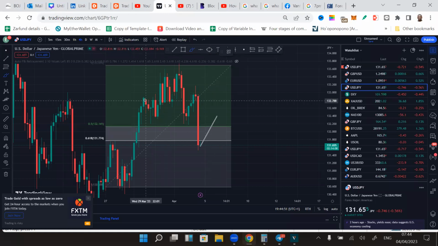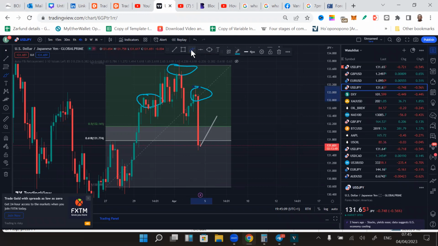So look at this. This is a shoulder. Just imagine the way your head and shoulders are. This is a head. This is a shoulder. This is a left shoulder, this is a head, this is a right shoulder.